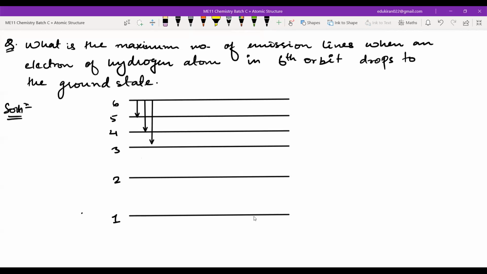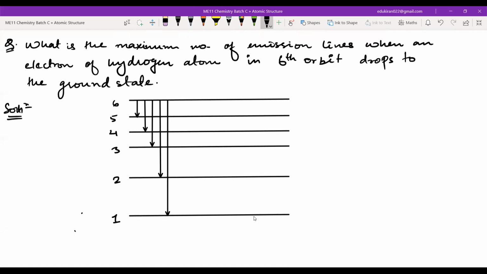Then you can go 6 to 3. After that, 6 to 2. And after that, you can also go directly from 6 to 1. Okay, so all these are probabilities. All these things can happen, right? Yes or no? Tell me. Yes, sir. Right, all these things can happen.